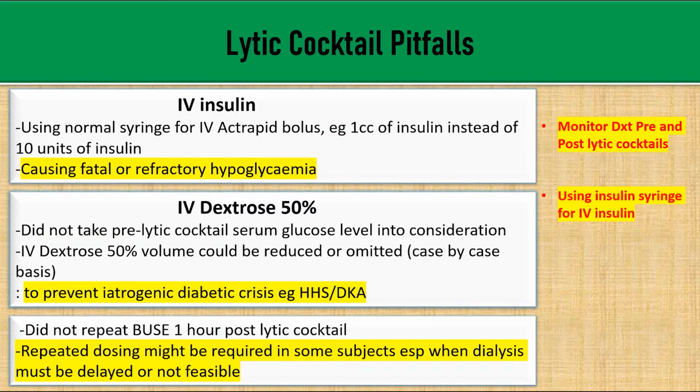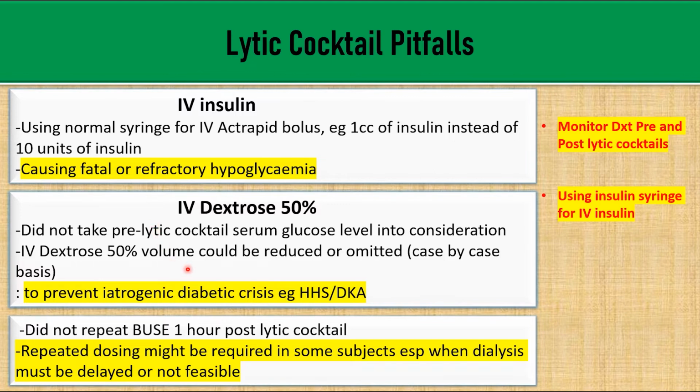As I alluded to earlier, please be very careful when giving the IV insulin bolus. Make sure that you only give the right amount, which is 10 units of IV Actrapid. Any mistake, for example giving 1 ml of IV Actrapid, can cause refractory or sometimes fatal hypoglycemia. Another point to drive home is to please be careful with the IV D50 that you are giving.